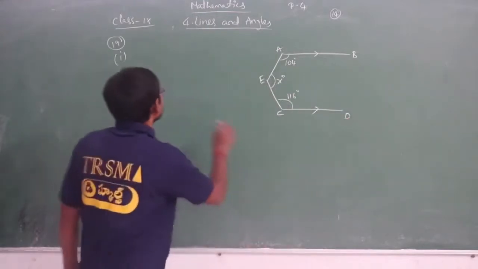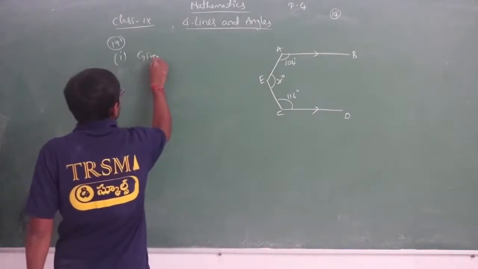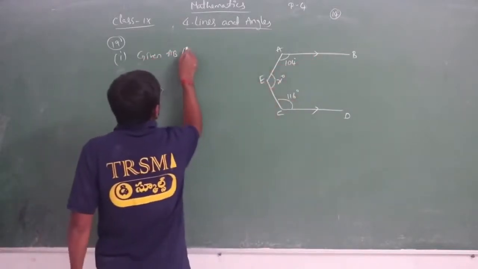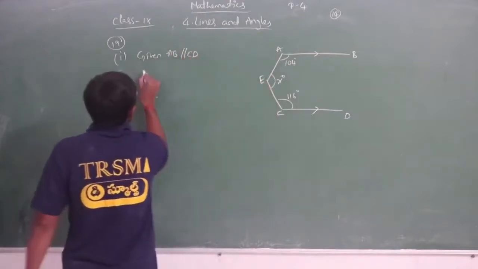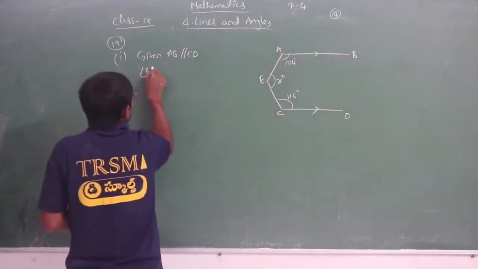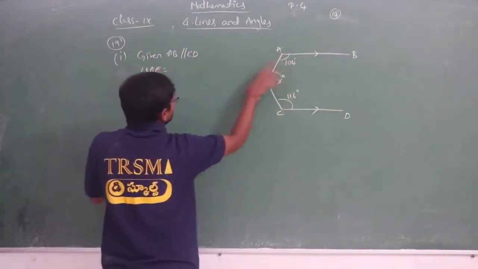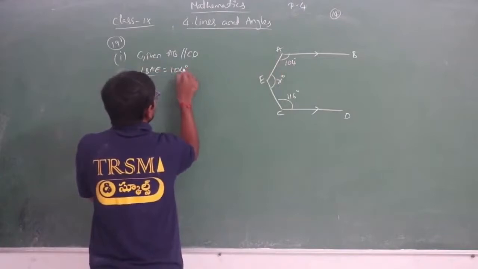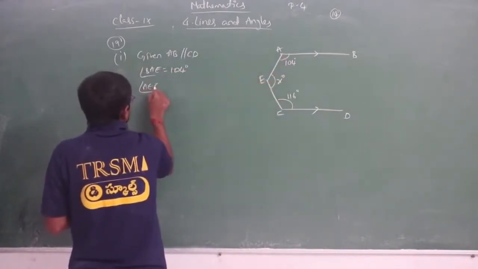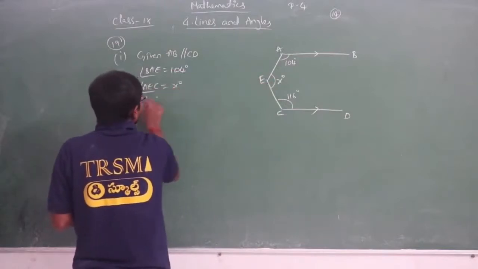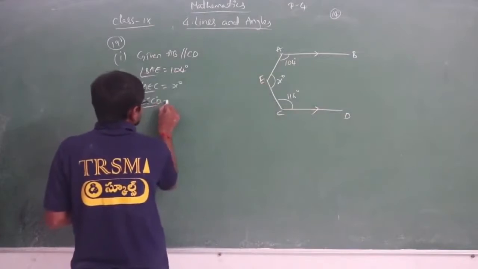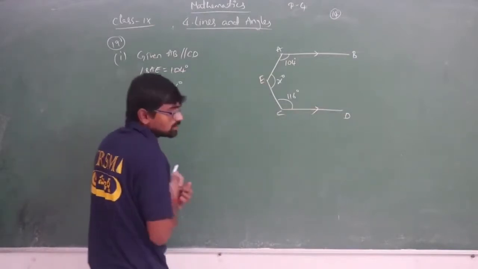You can see what we need to do. So given, here AB is parallel to CD, and the angles he has given: angle BAE is equal to how much? 104 degree. Similarly, angle AEC is equal to x degree, and angle ECD is equal to 116 degree.